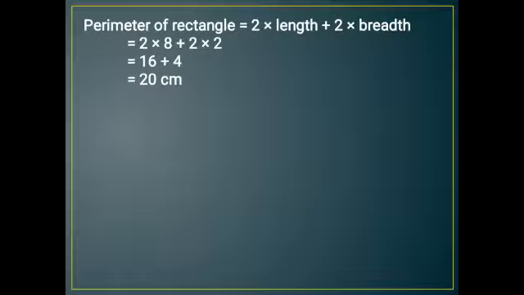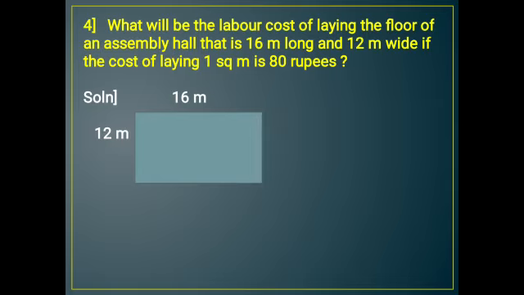The third question is very easy. That is, two figures are there, square and rectangle. We have to find both area and perimeter of both the figures. Now we will move on to our fourth question.